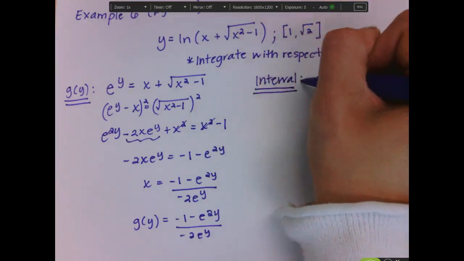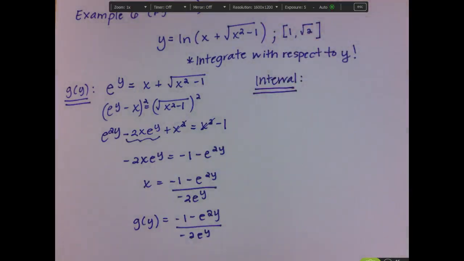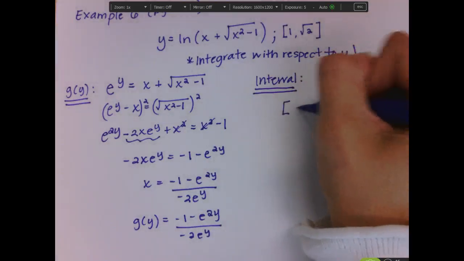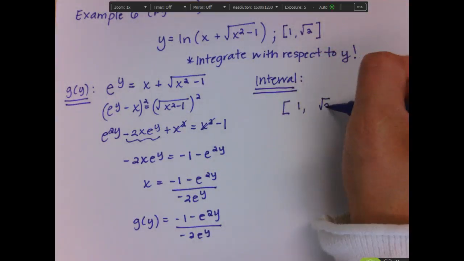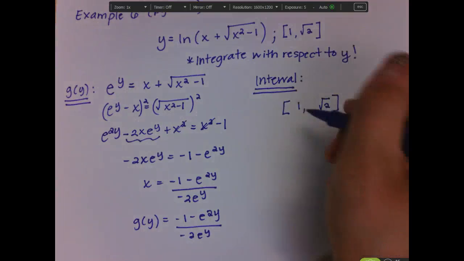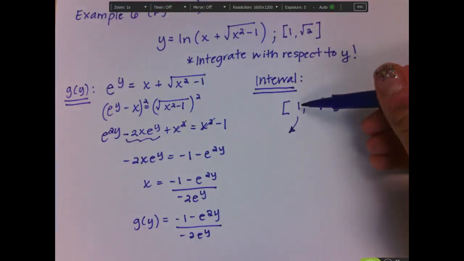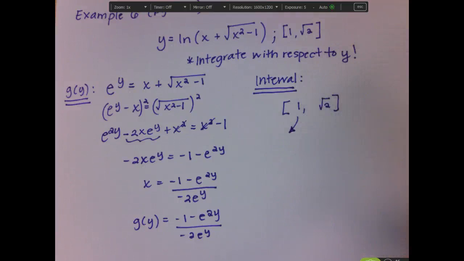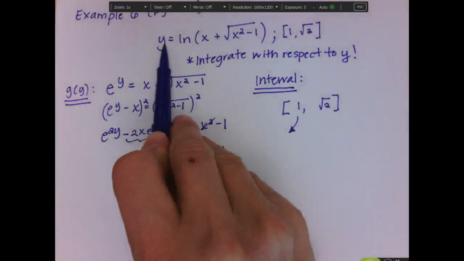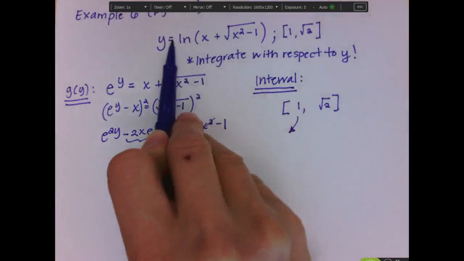So we rewrote the function itself in terms of y. Let's rewrite the interval in terms of y. The given interval was 1 comma square root 2. So what we want to do is take 1 being an x value and change it into the corresponding y value according to the rule or the function that's given.